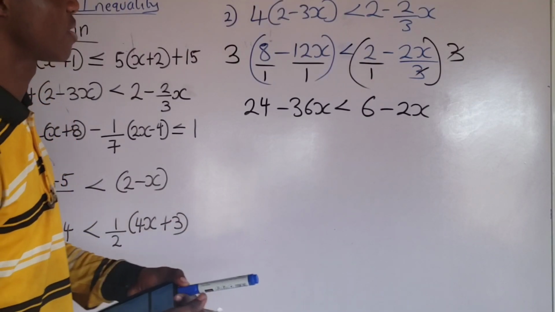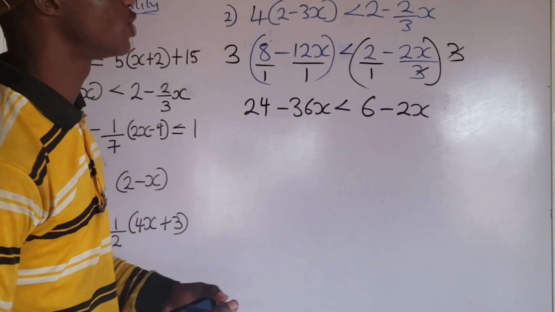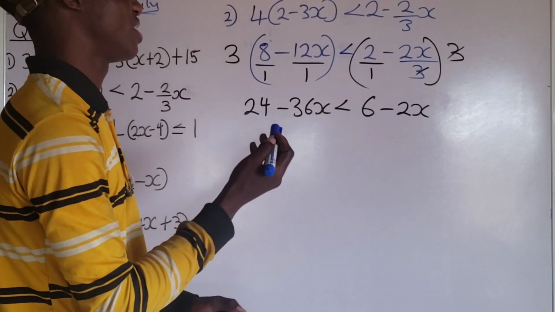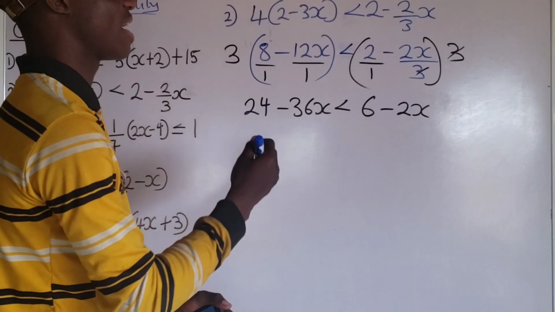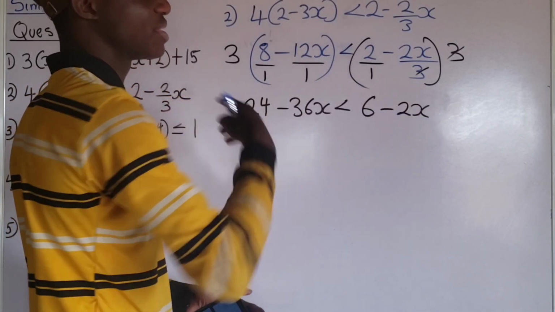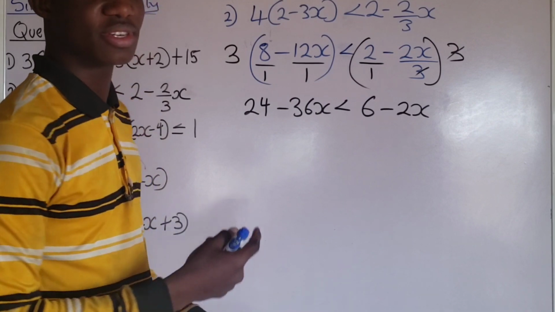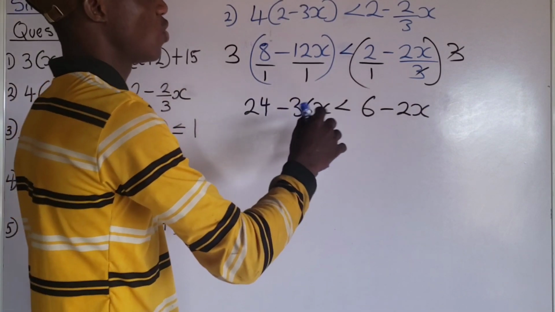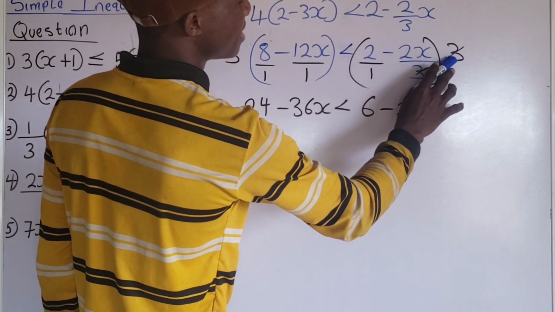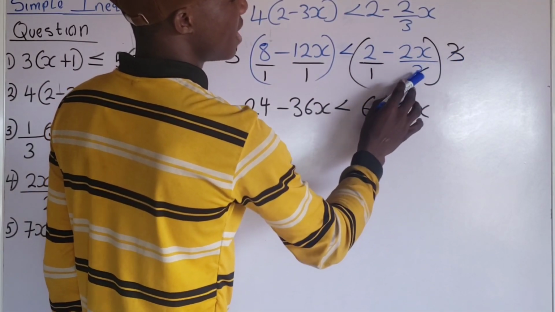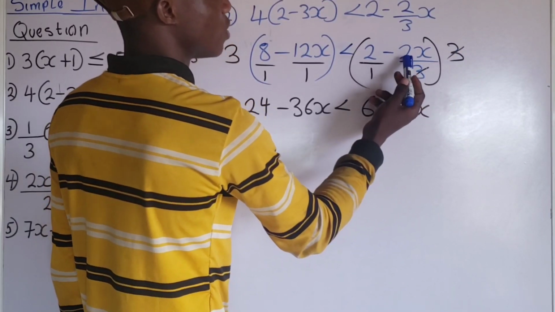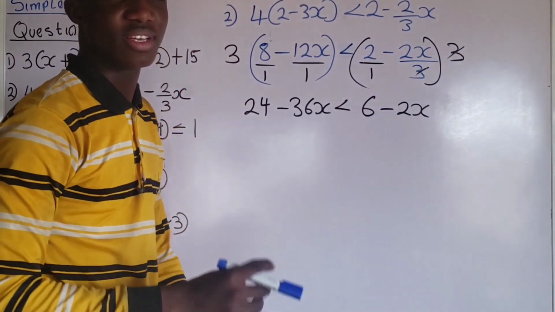You see, in an attempt to ease the solution of this inequality, having opened the bracket, I have to eliminate this fraction, and to do that I have to multiply all through by 3. Okay, because the LCM is 3, so I have to multiply all through by 3. So I multiply this by 3, I got 6. This 3 here will cancel the 3 in the denominator, so I'm left with 2x, so I bring it here. Okay, so I've not done anything.